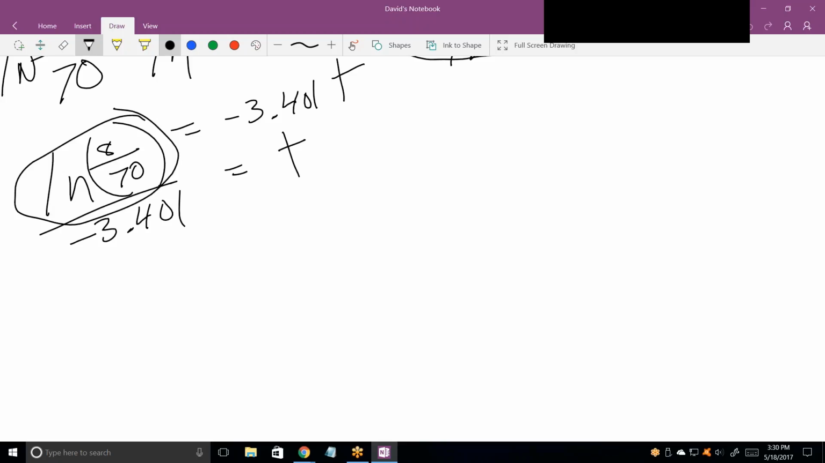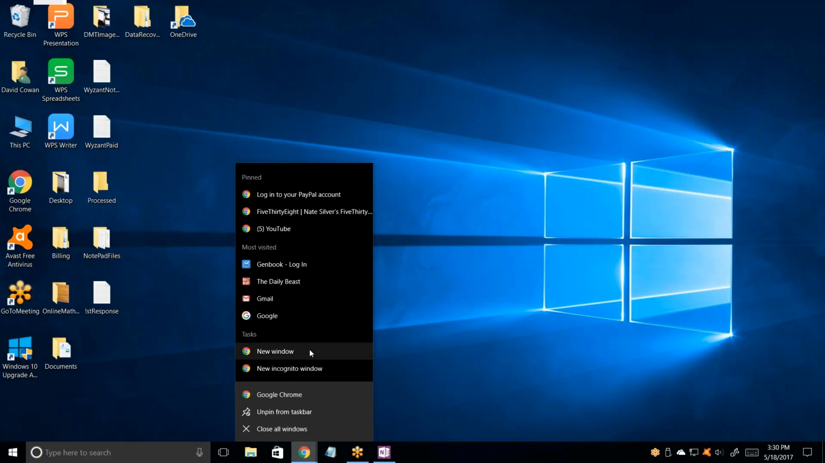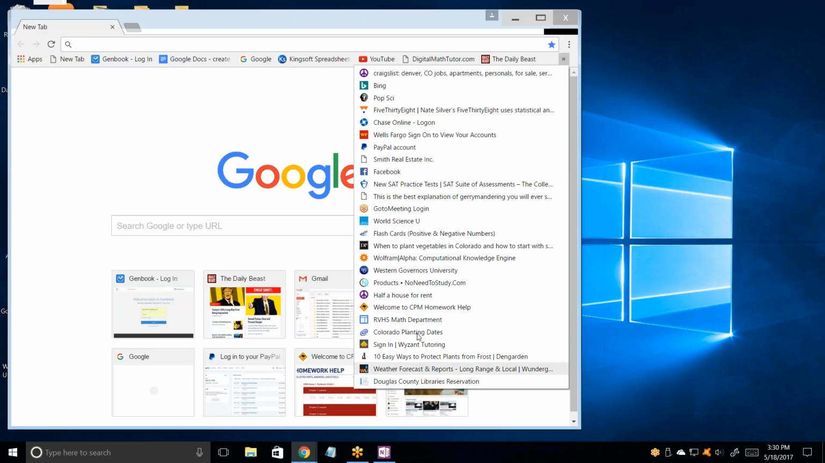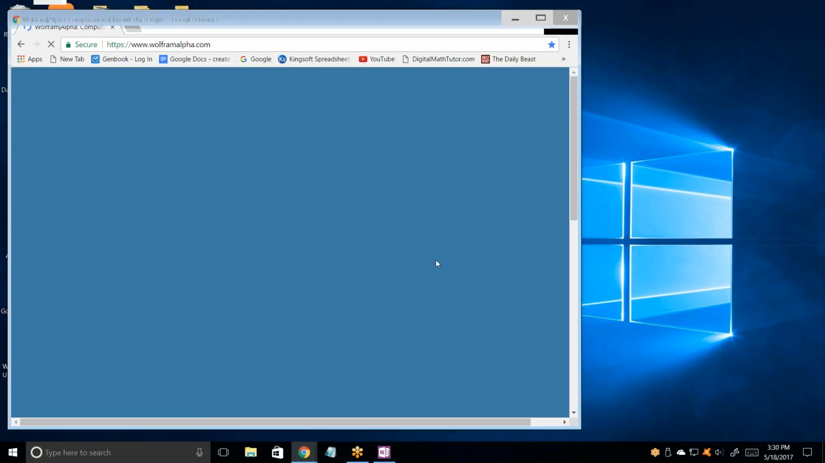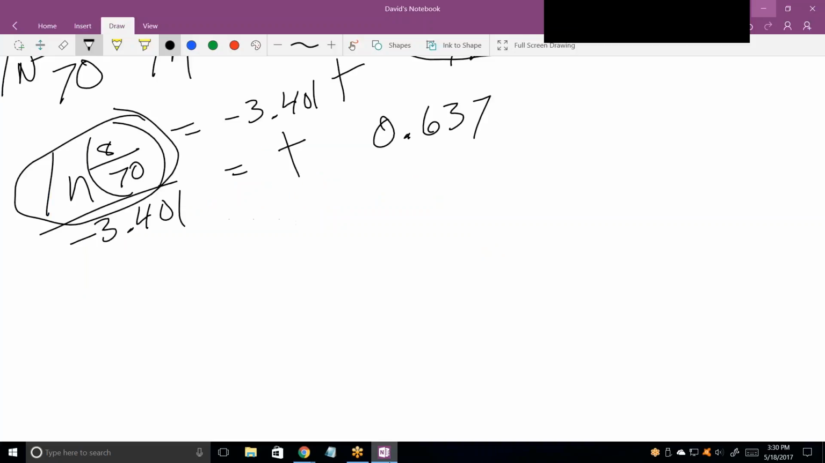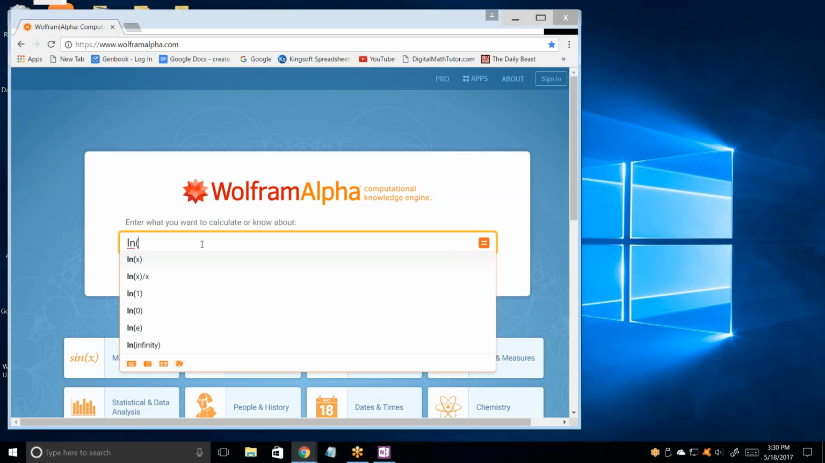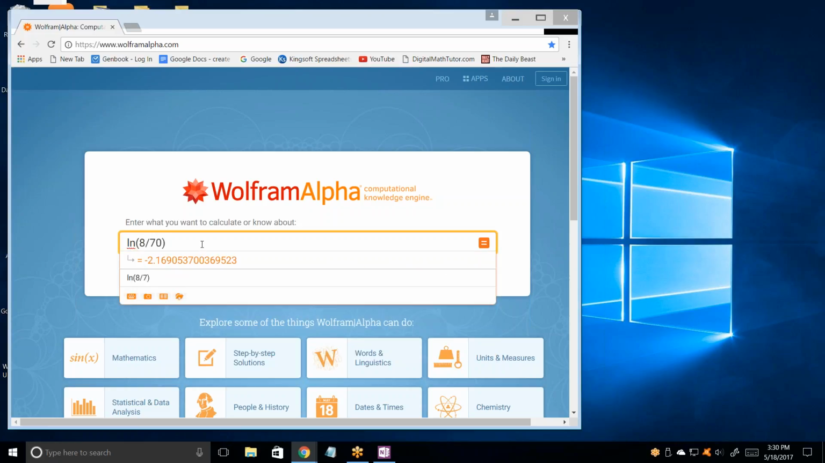I got something that seems wrong. I got 0.637. Yeah, that is wrong. Hold on a second. Let me bring up Wolfram Alpha and put that in there. Because that wouldn't make sense, if you just look at it. No, it's got to be longer than 12 minutes. So what do we got? Natural log of 8 divided by 70. Got to have that in parentheses. Yeah, that's what I did.